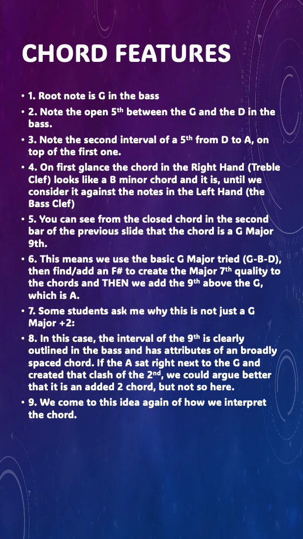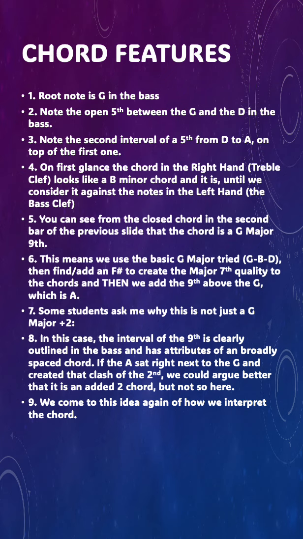On first glance, the chord in the right hand looks like a B minor chord, and it is until we consider it in the light of the notes in the left hand. You can see from the closed chord in the second bar of the previous slide that the chord is a G major ninth. This means we use the basic G major triad, which is G B D, then add in the F sharp to create the major seventh quality to the chord, and then we add the ninth above the G, which is an A.